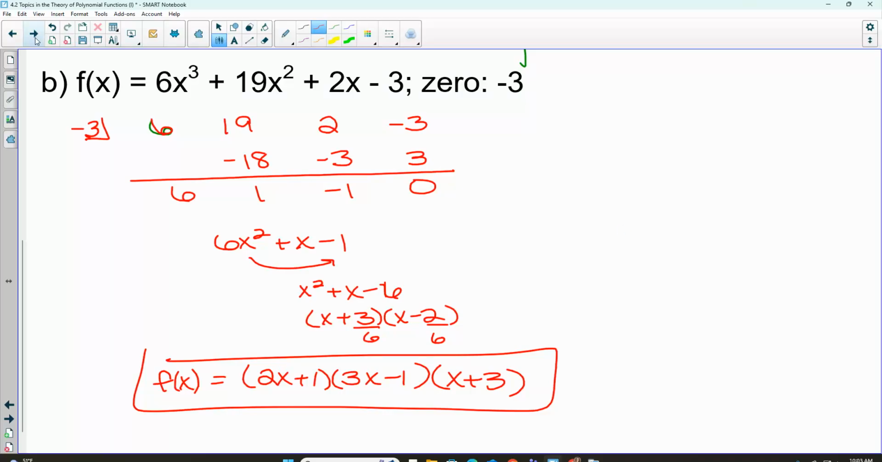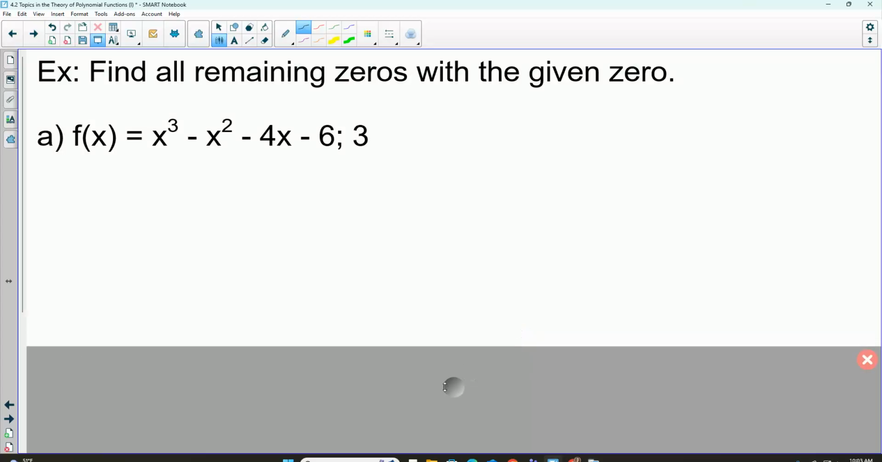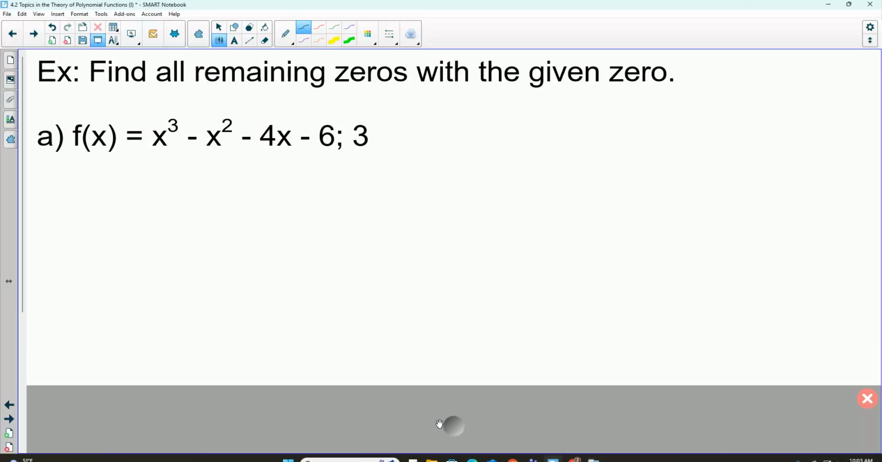Let's look at this problem. So it asks me to find the remaining zeros with the given 0. So it's a little different directions. I'm not asking you to factor it, I'm asking for the zeros. But we have to start the same way. In order to find the zeros, it needs to be factored. So I am telling you that 3 is a 0, so I'm going to start out doing my synthetic with 3.